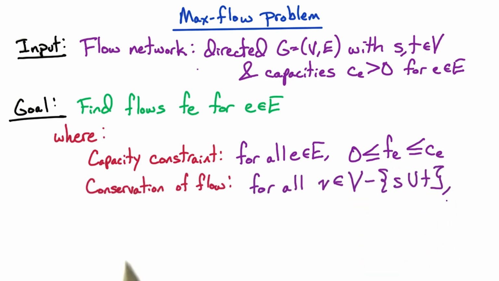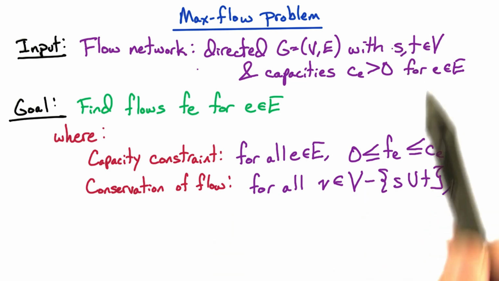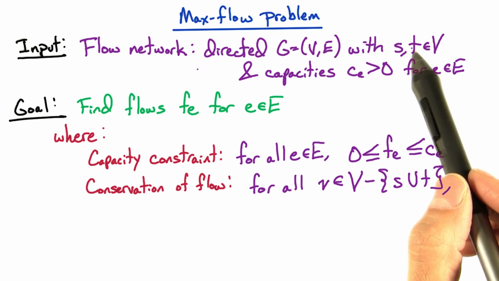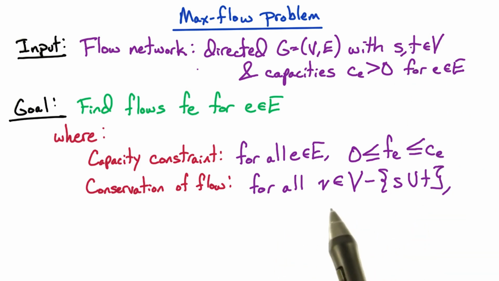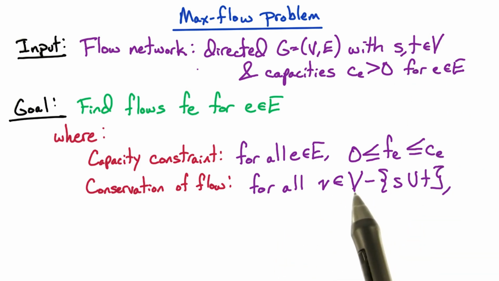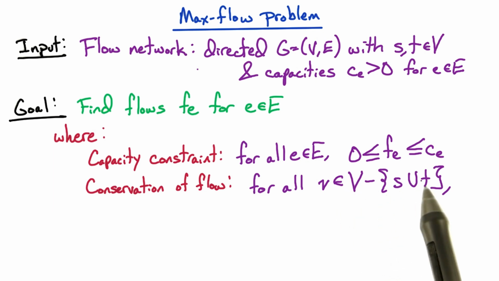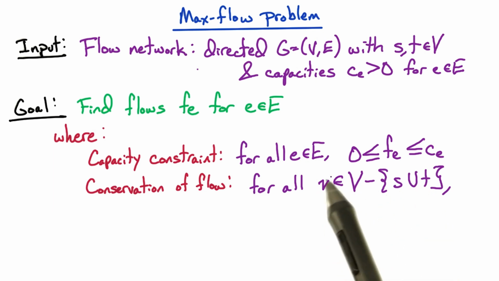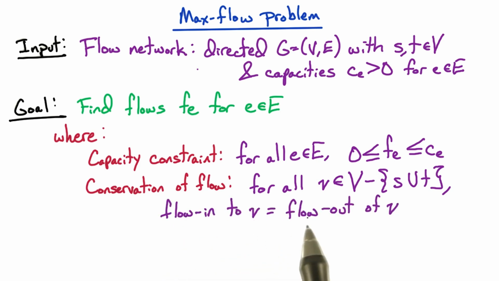The second constraint is conservation of flow. The flow originates at the source vertex S and ends at the sink vertex T, but for all other vertices, so for all V in the vertex set minus S and T, the flow must be conserved. So the flow into V must equal the flow out of V. Nothing can be lost or gained at vertex V.